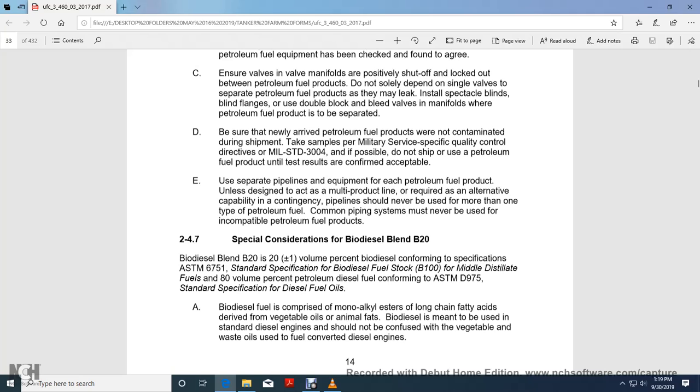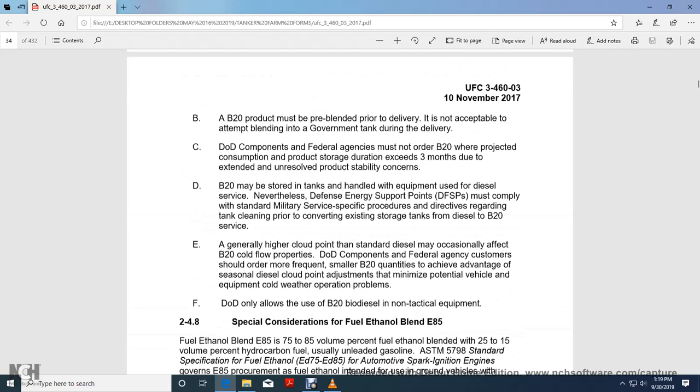Biodiesel is comprised of monoalkyl esters of long chain fatty acids derived from vegetable oils and animal fats. It is meant to be used in standard diesel engines and should not be confused with the vegetable waste oils used to fuel converted diesel engines. A B20 product must be pre-blended prior to delivery. It is not acceptable to attempt blending in the government tank during delivery.